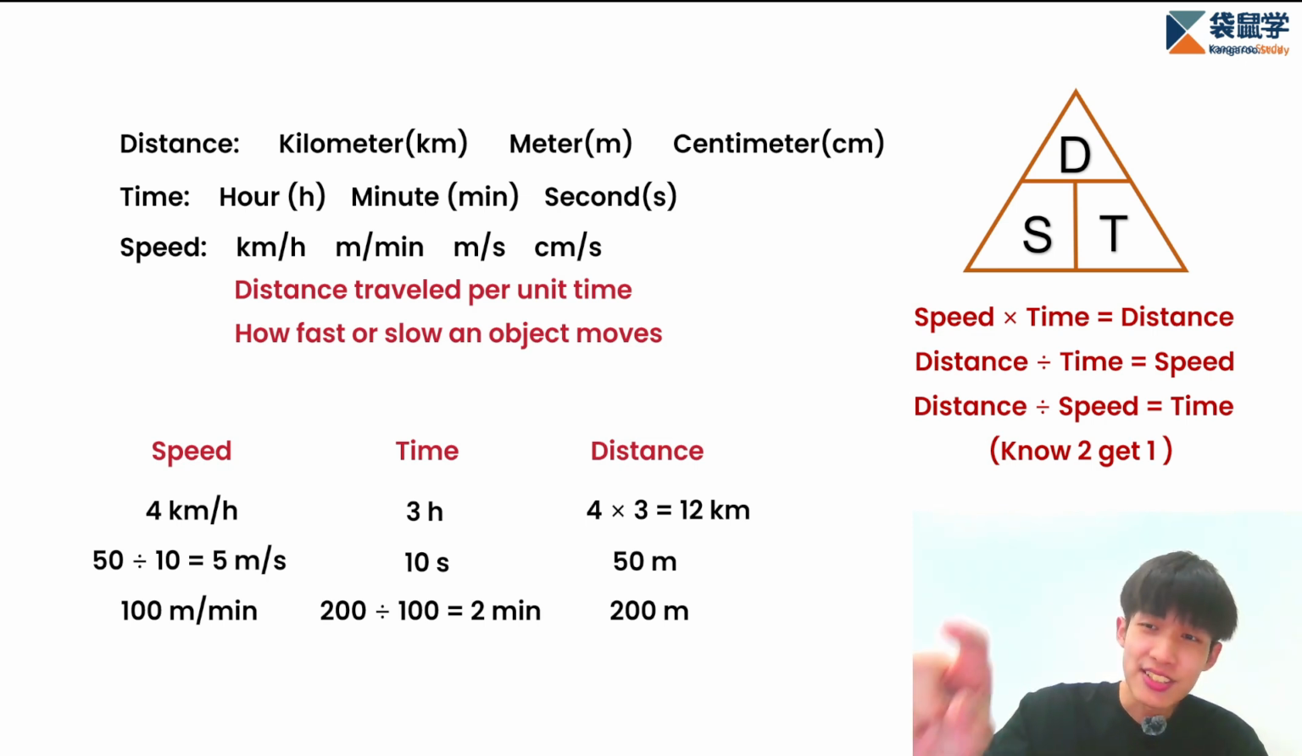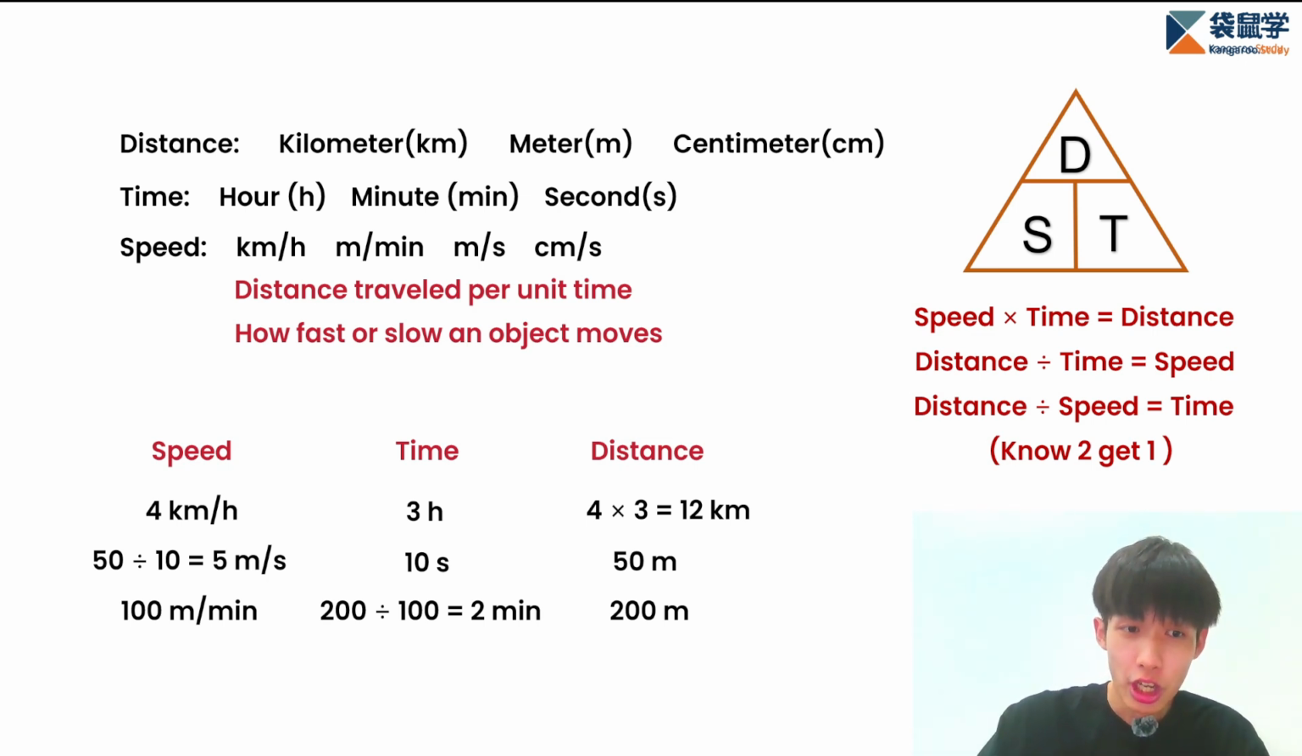Or if we need to find the speed, we can just cover the speed. And then distance is on top of the T, so we can see it as a fraction. So distance divided by time gives us the speed. So that's how we can memorize all three equations from this single triangle.